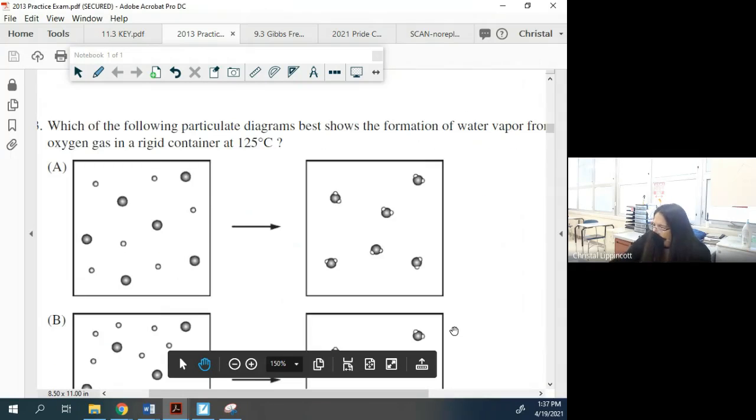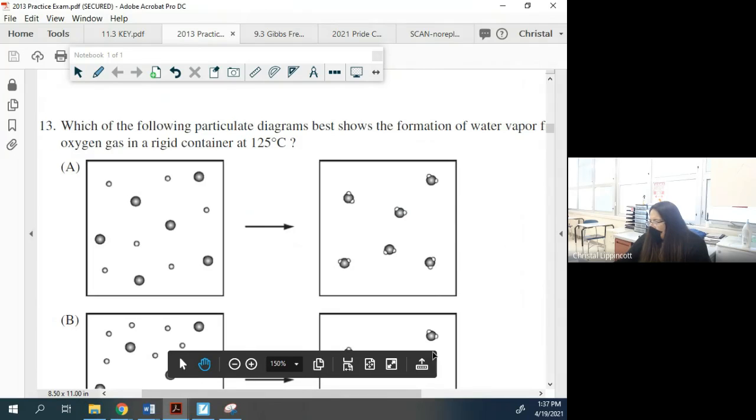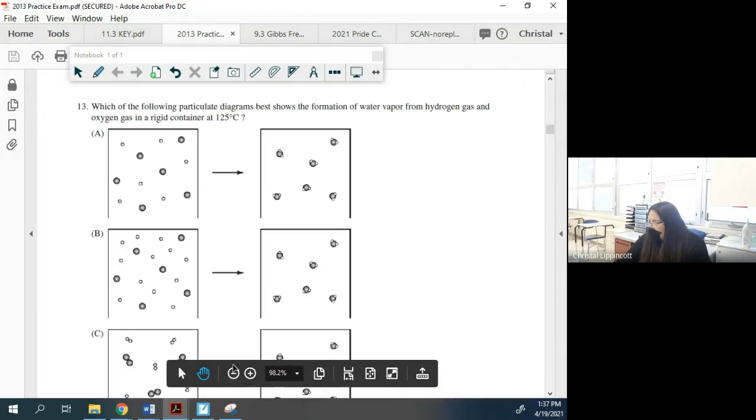So then we're on to 13. Let's see if you can figure out 13. It takes up the whole stinking page here.